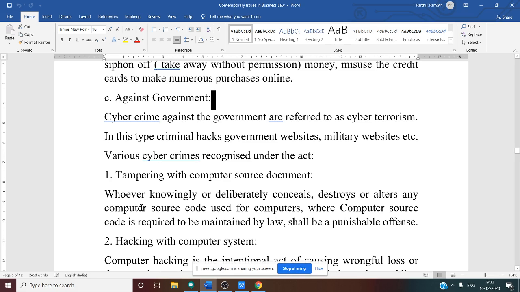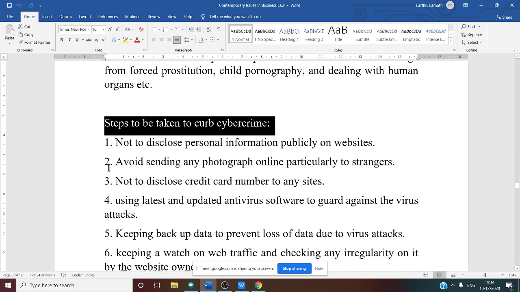So now the next thing we have to see is what steps can be taken to curb cyber crime. So how can cybercrime be stopped? Is it possible to stop cybercrime? It is not possible, but we can reduce the volume of the cybercrime. So how to reduce the volume of the cybercrime?